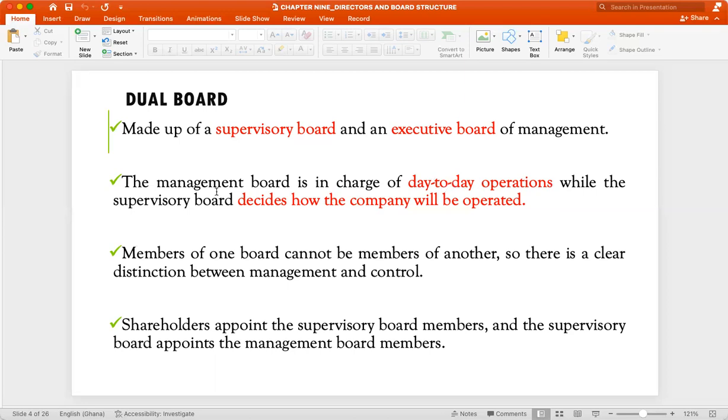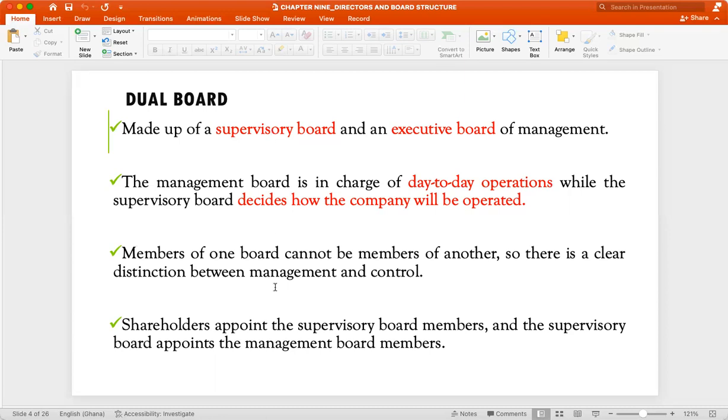Okay, yes. Then we have the supervisory board. Maybe key members of the management team will form the management board. Then we have the supervisory board that will supervise or oversee the activities of the board of management or the management board. All right. Members of one board cannot be members of another. So there is a clear distinction between management and control. So if you are part of the management board, you cannot also be part of the supervisory board, as we have in the case of the unitary board.